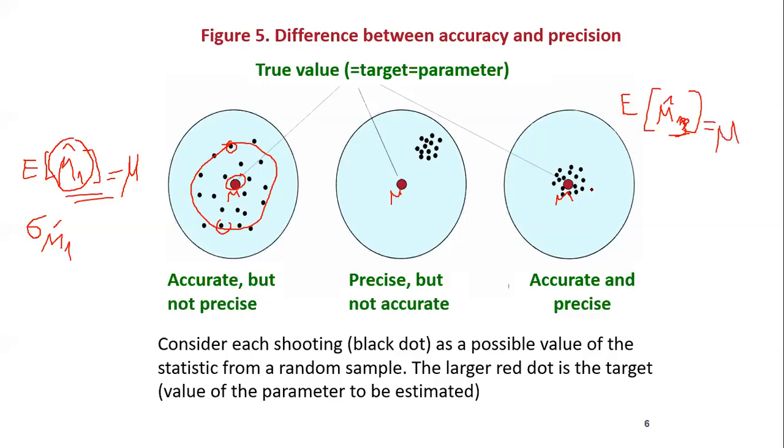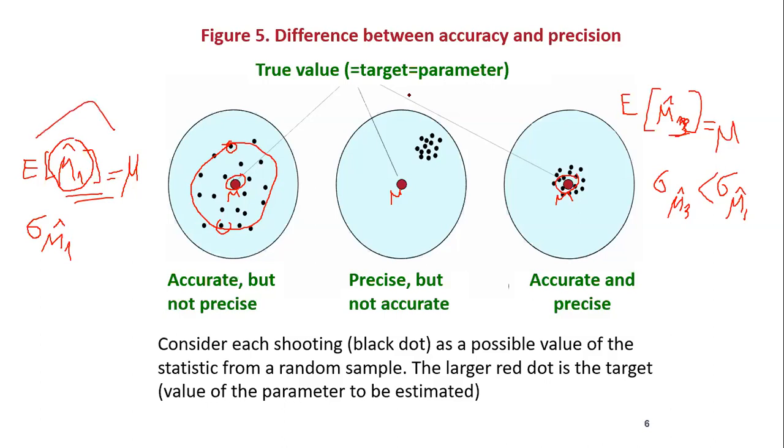Why? Because again, this is a gun. You are trying to shoot this bullseye. It turns out that it shoots very well, just around that bullseye. And when you compare it with mu1 hat, it doesn't scatter around the red point too much. So you can clearly write sigma of mu hat 3 is smaller than sigma of mu1 hat.